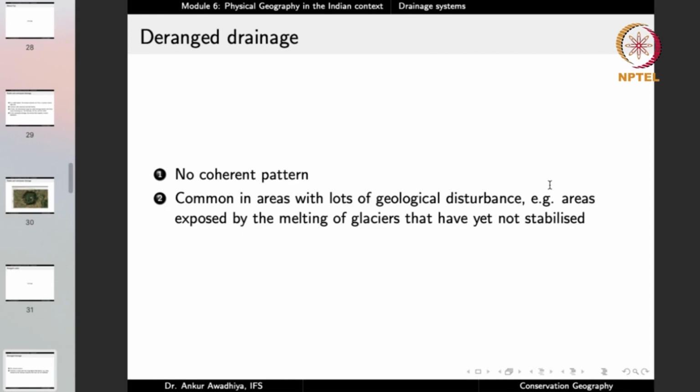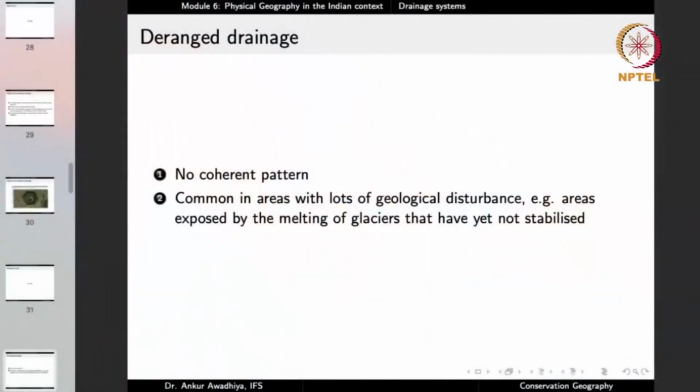Another drainage pattern is deranged drainage. A deranged drainage is like a mad drainage. There is nothing that follows anything. So in this case, there is no coherent pattern. You cannot understand why you have this deranged pattern. Everything looks out of place. It is common in areas with lots of geological disturbance, such as areas that are exposed by the melting of glaciers and have not yet stabilized.